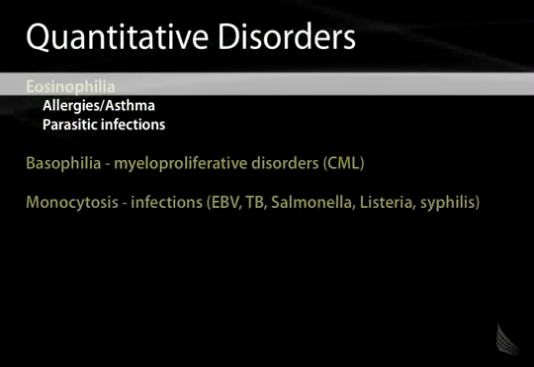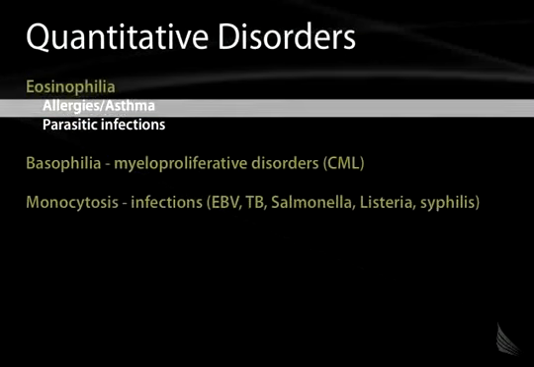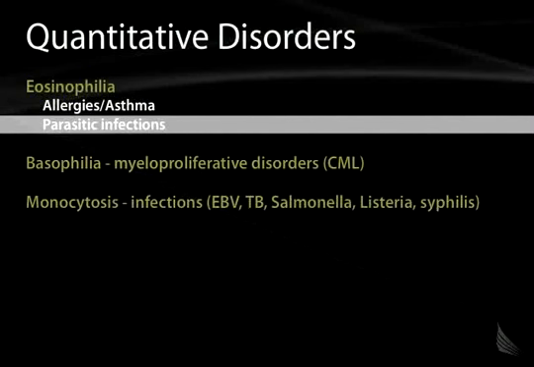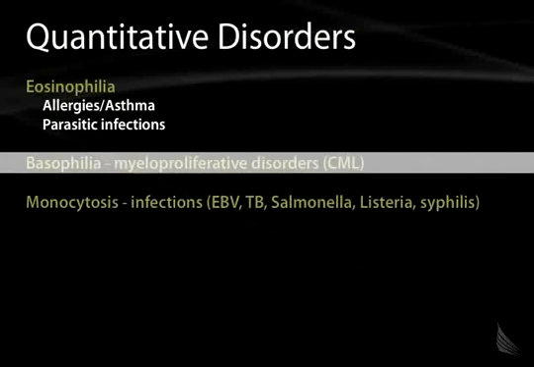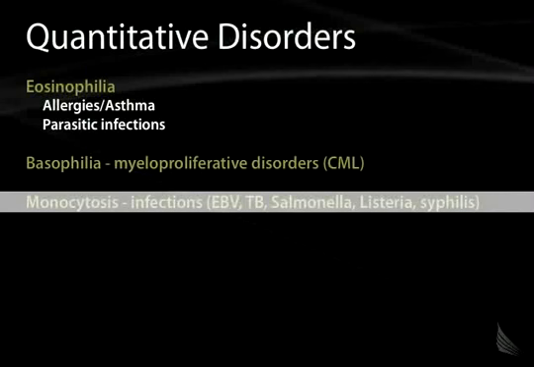So eosinophilia can be manifest in allergies or asthma, or in parasitic infections, or in adrenal insufficiency, which is another not uncommon presentation of peripheral eosinophilia. Basophilia is manifest in myeloproliferative disorders such as chronic myelogenous leukemia, and monocytosis can be seen in infections such as EBV or tuberculosis, or other infections such as syphilis, listeria, or salmonella. Having covered the leukocytoses, we now need to consider the leukopenias.